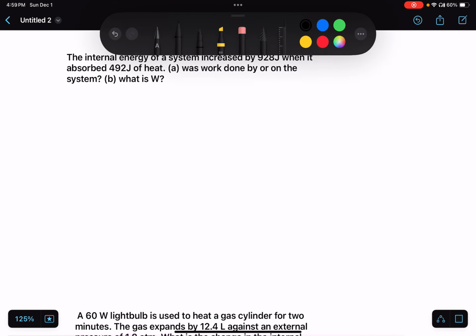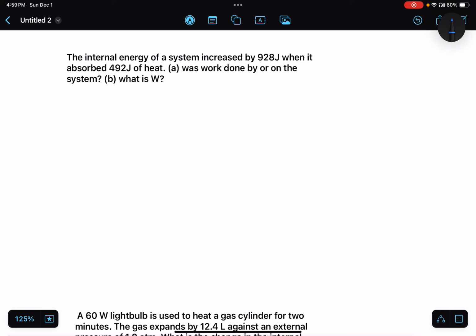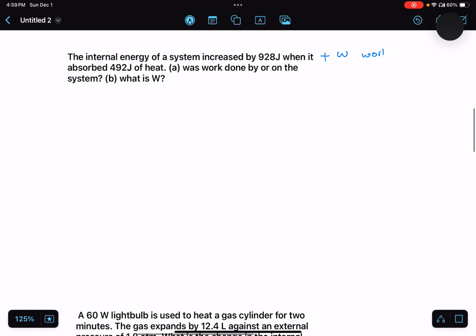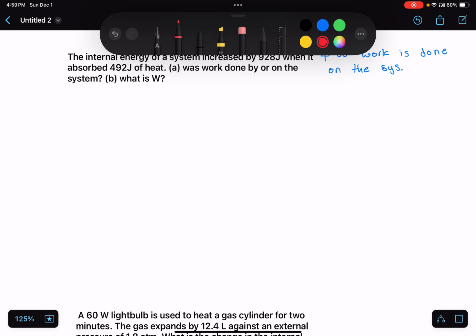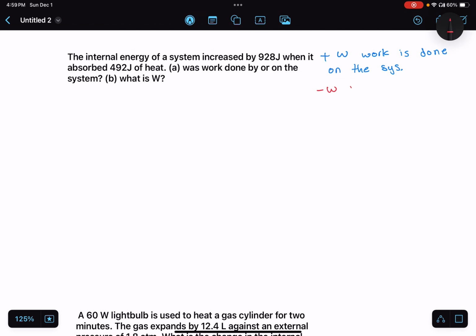Well, one quick thing before we get started, as a little review. W, if it's positive, means that work is done on the system. But if we've got negative W, that means work is done by the system.